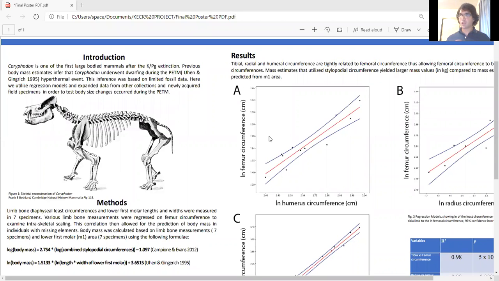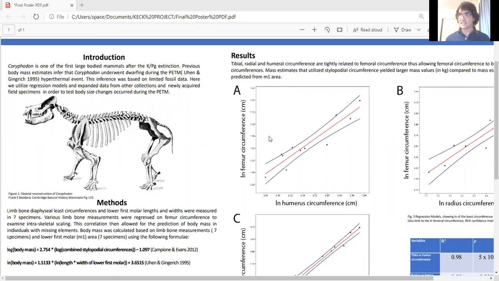Coryphodon is one of the first large-bodied mammals that was abundant during the Paleocene-Eocene epoch post-KPG. This makes it an ideal animal to study in regards to the effects of the Paleocene-Eocene thermal maximum, or the PETM, a major global warming event. Previous hypotheses suggest that this large animal underwent dwarfism in response to the PETM.